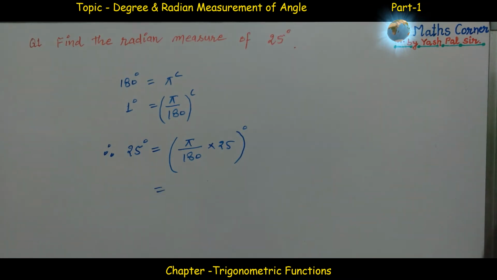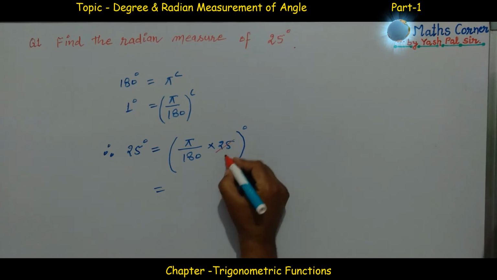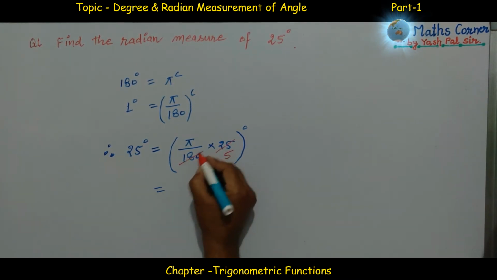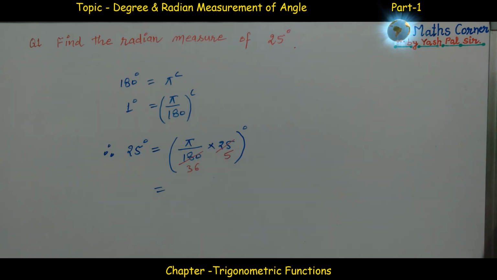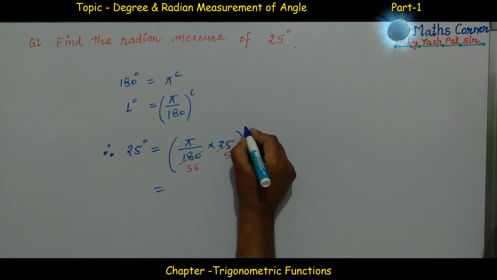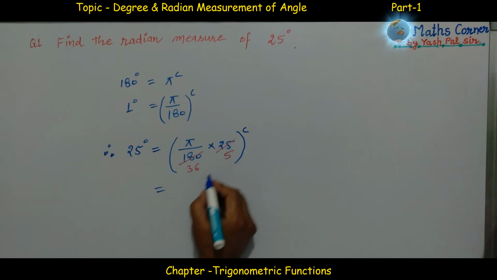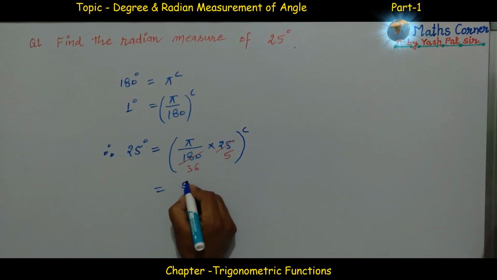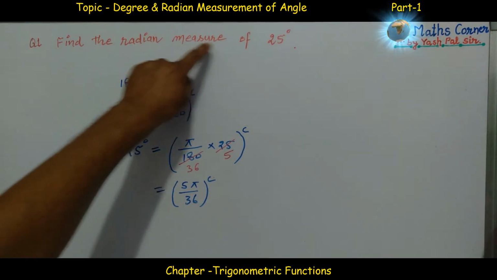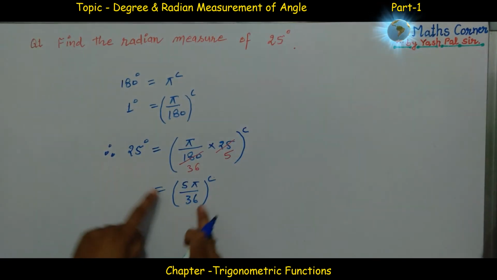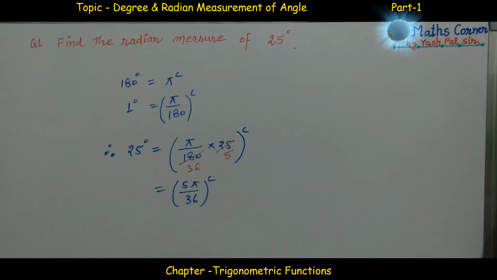Now cancelling this, we have 5 into 5 is 25, 5 into 36 is 180, radian symbol. So what is the result? This is 5 pi divided by 36 radian. So this is the answer. Find the radian measure of 25 degrees. This is equal to 5 pi upon 36 radian.